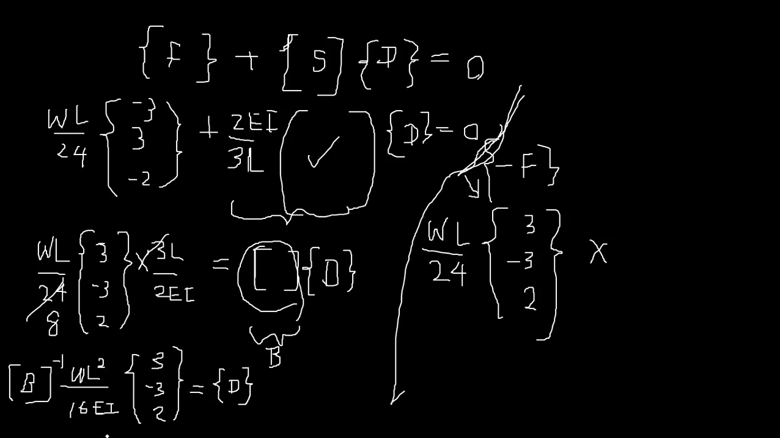So this is T, right? Displacement. So this is a constant. You don't need to worry about that. So you can just multiply B inverse by this matrix, right? So 3, minus 3, 2, right?